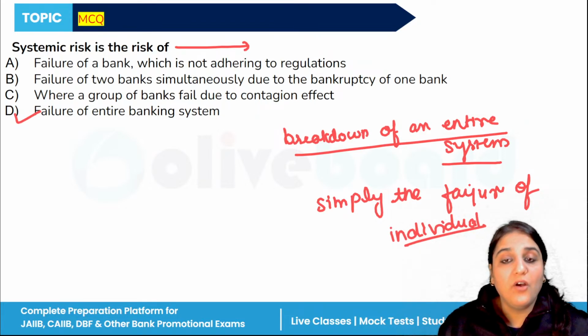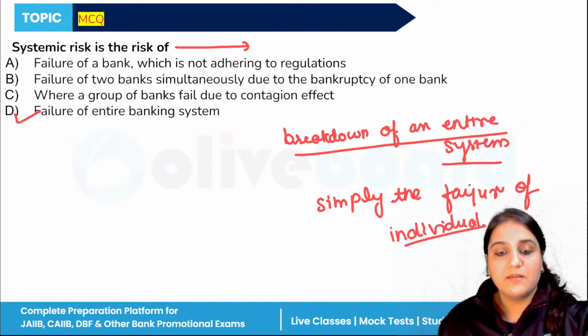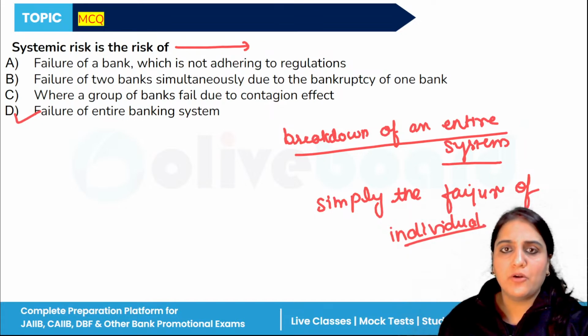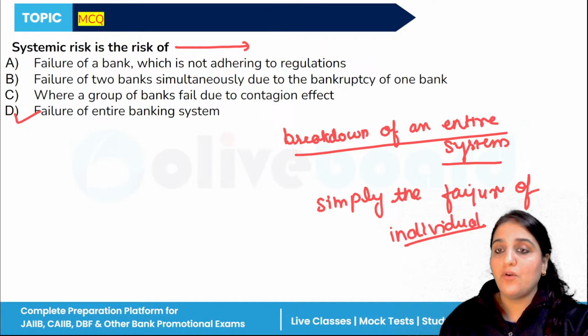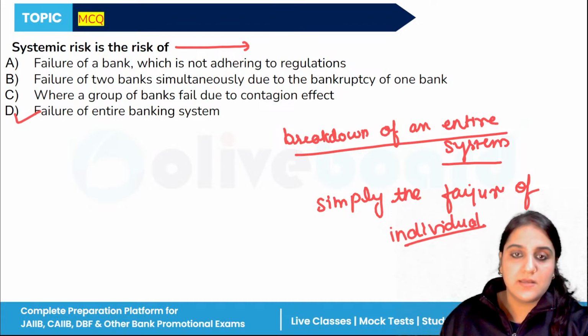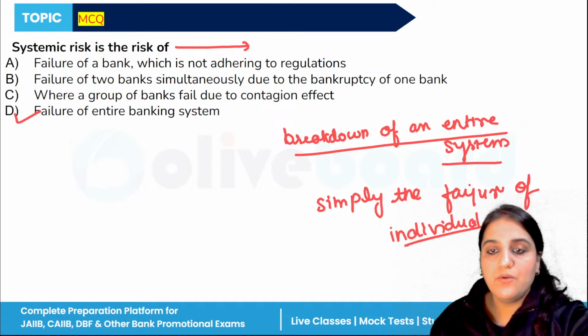So this is all about systemic risk. Whenever we talk about systemic risk, that means the failure of the entire banking system. Okay, now the second question is here.